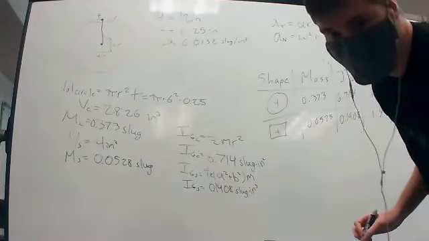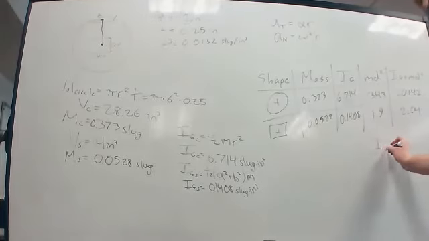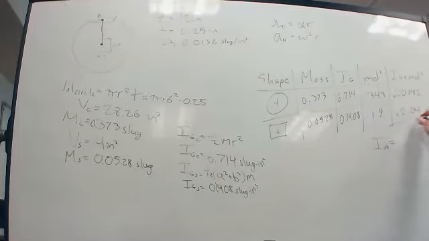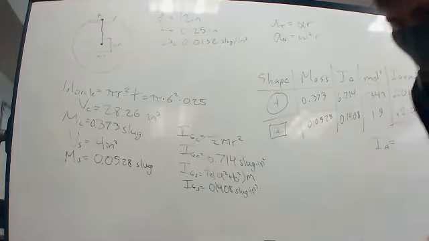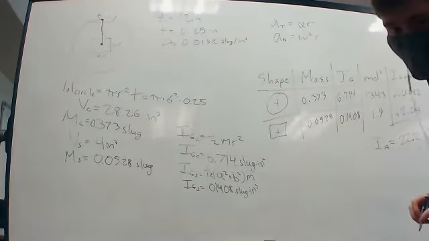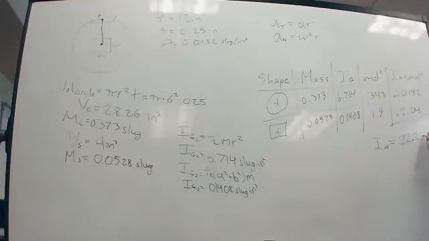So our final answer of IA is going to be equal to this plus this, where we can say that IA is 22.2 slug inches squared.